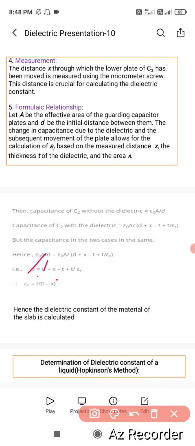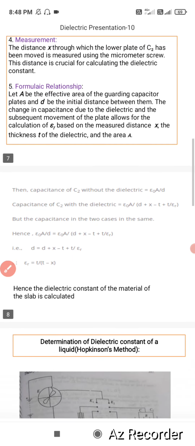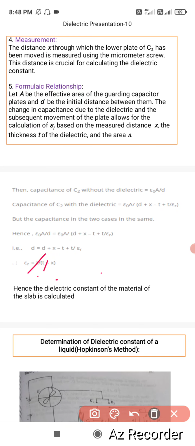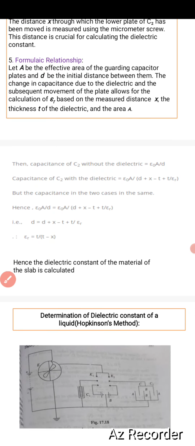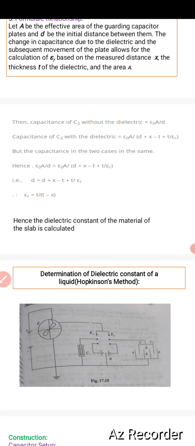D and D get cancelled. We will get epsilon r equals T divided by T minus x. Hence the dielectric constant of the material of the slab can be calculated using this formula. This is the method of finding the dielectric constant of a solid by Hopkinson's null method.